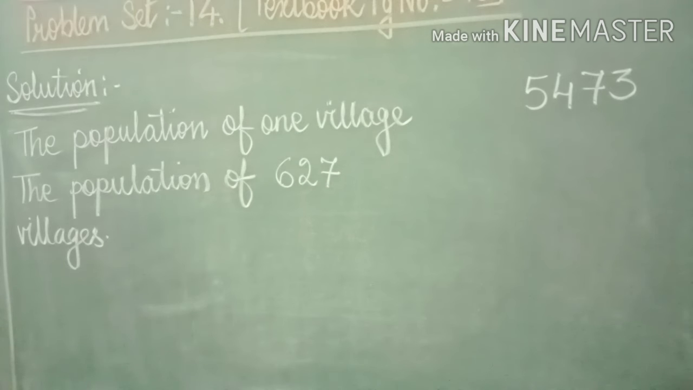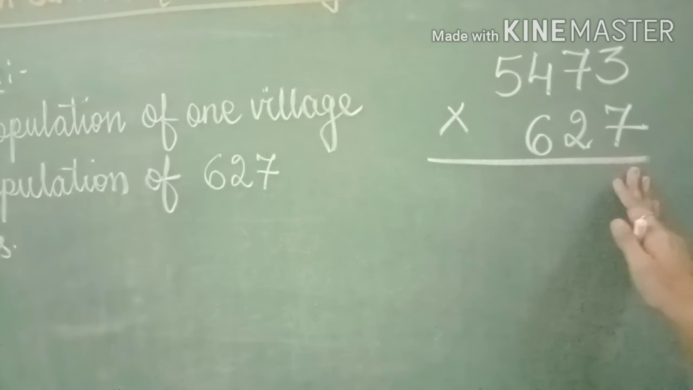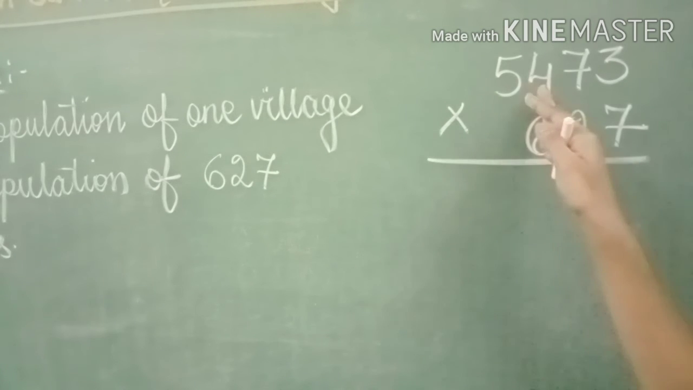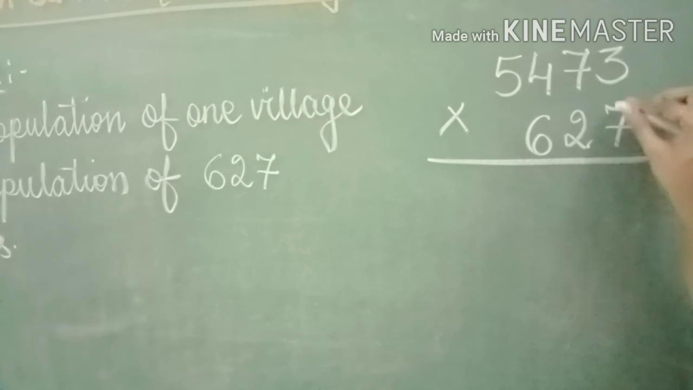So we are going to multiply 5,473 into 627. See here, 627 multiplied by 5,473. A 3-digit number and a 4-digit number. So first we are going to multiply 7 with 3, 7, 4 and 5.